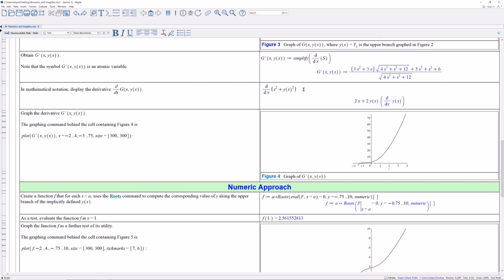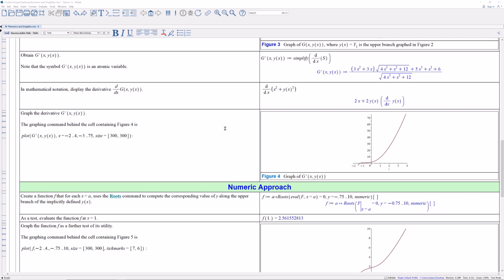Mathematically, it's got to be the same as 2x plus 2yy prime. Just as a reminder, because I was pointing this out to the person who asked the question, eventually this is how you're going to have to get the numeric version of the derivative, because you've got a numeric expression for y, and you need a numeric expression for the derivative based on the numeric expression for y, and then you can put the derivative together this way. And then I graphed it. Just wanted to see what it would look like.